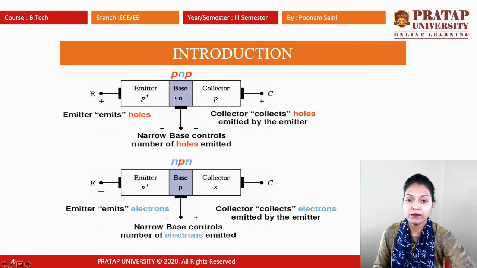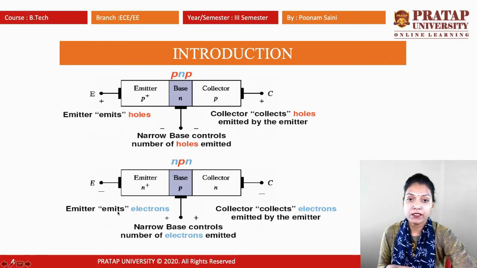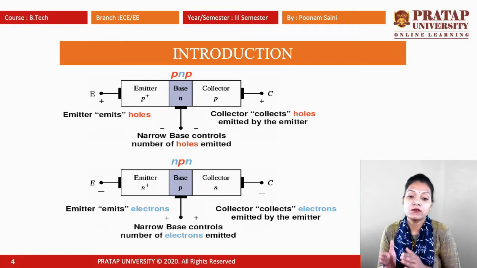In PNP, P is emitter, N is base, and P is collector. Same, in NPN, N is emitter, P is base, and N is collector. From this, the emitter emits holes and the collector collects the holes emitted by the emitter. The narrow base controls the number of holes emitted. So this is basically used to inject the holes or electrons, and this is used to collect the holes and electrons injected at the emitter junction. In NPN, the emitter emits electrons, and the collector collects the electrons emitted by the emitter, and the base controls the number of electrons and holes emitted.